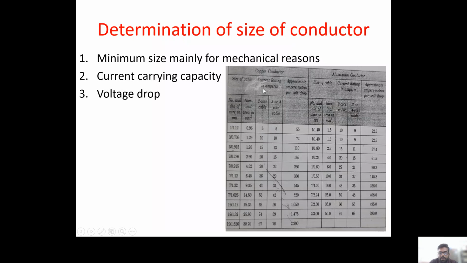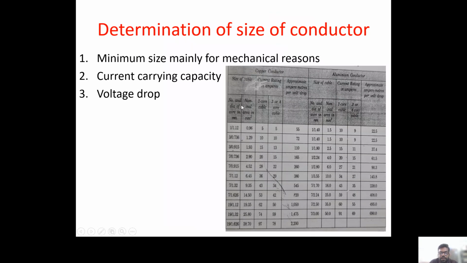Here a current rating of 3.33 amperes is not given. For that purpose, we have to go for the next rating. The next rating is 5 ampere. For that 5 ampere current, the cable size should be 1/1.12. That is what they have selected. If the same thing is for aluminum cable, then 1/1.14. 1/1.14 cable. That's how we need to measure the size of the cable.